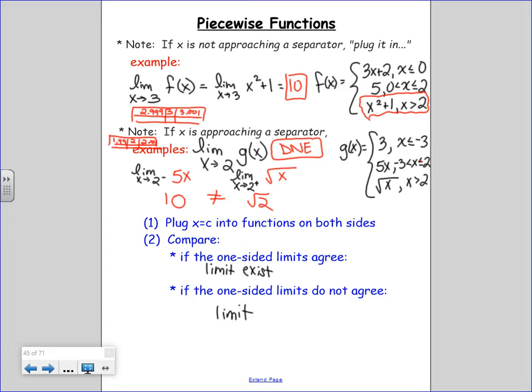You asleep? Did our two limits agree? No. So therefore, the limit did not exist. Just depends. You got to figure it out. You got to plug into both pieces and check.